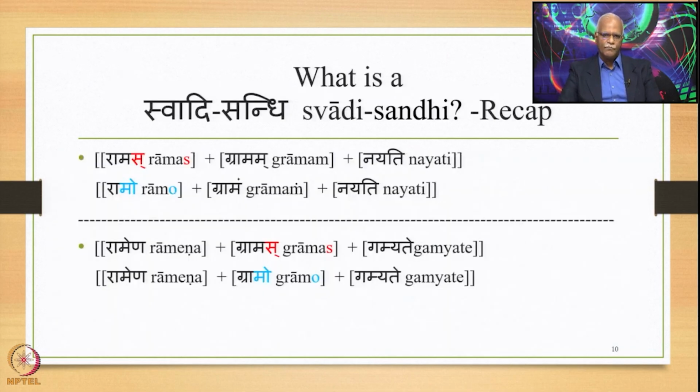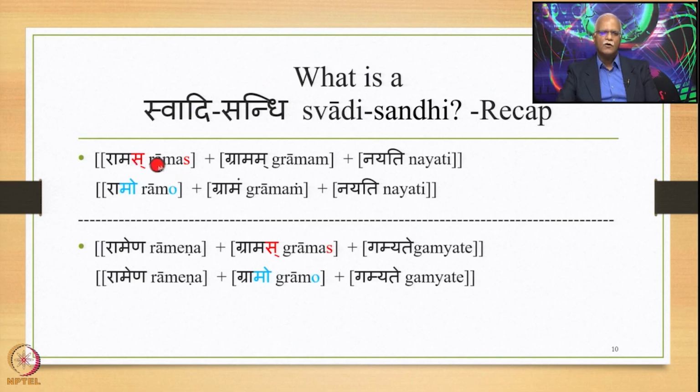So if we take a recap of what we discussed of this question, what is a swadi sandhi, we can now pinpointedly state what that swadi sandhi is by giving specific examples. Earlier we saw template examples. So if we have Ramas followed by Gramam followed by Nayati, these are the three padas. They make one big sentence. Ramas, Gramam and Nayati. These are the derived finished padas.